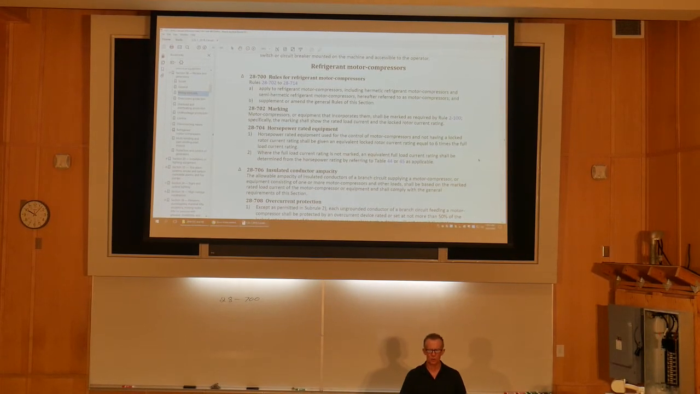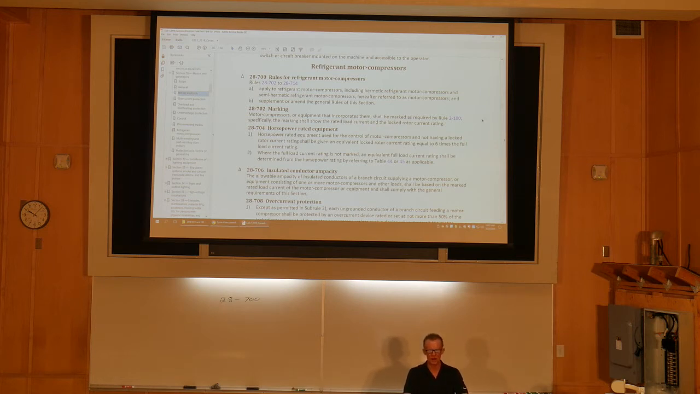All right, so our last individual motor we want to look at is these refrigerant motor compressors. These are sealed units. You could have one on your fridge as an example, or an HVAC unit. And in the industrial phase, big motors as well. Let's see what it says here.